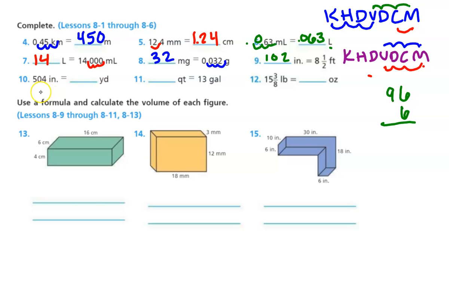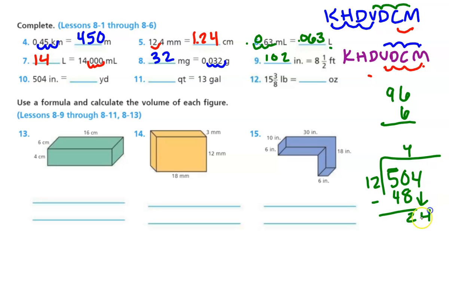Same as my information from inches to yards. So the first thing I need to do is figure out how many feet there are in this. So I would do 504 divided by 12, minus 48. And then 12 goes into 24. So there are 42 feet in 504 inches, and now I could take that 42 feet and divide it by 3, because there are 3 feet in a yard, and altogether that will end up giving me 14 yards.